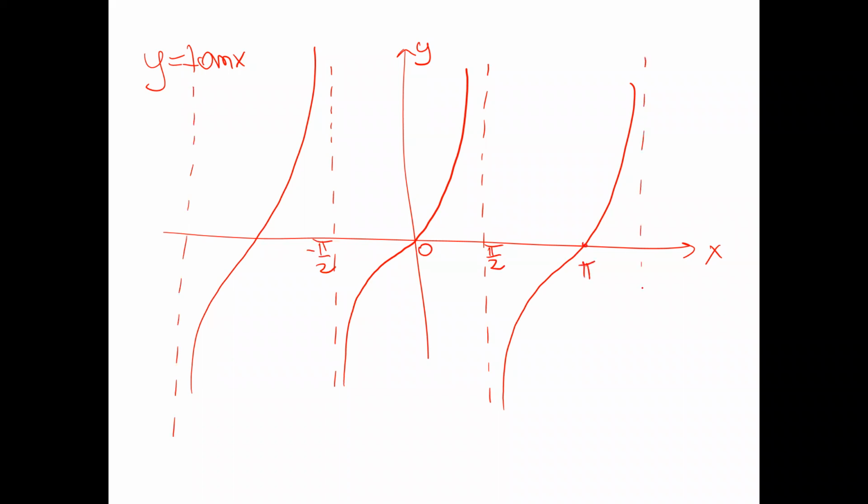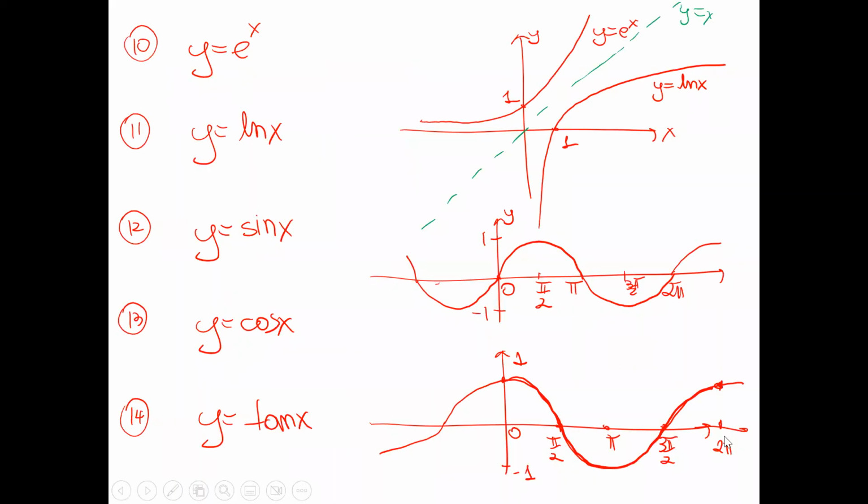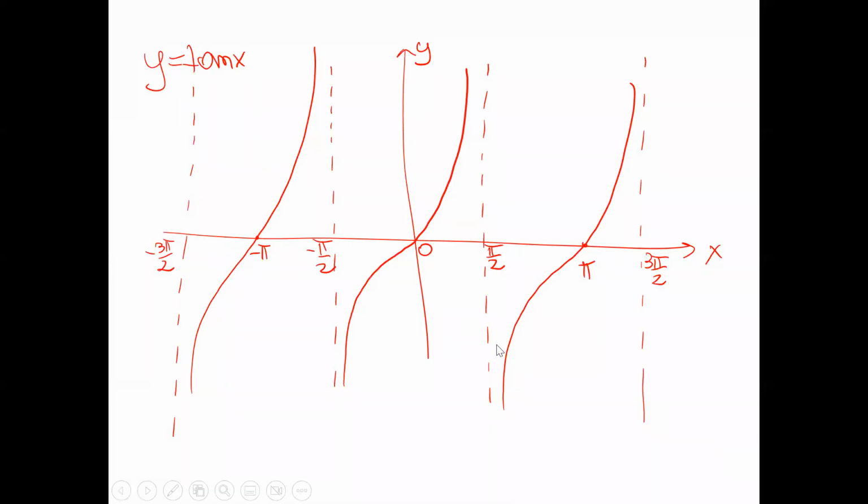Pi. Okay. 3 pi over 2, negative 3 pi over 2, and so on, negative pi. And we can see at pi over 2, 3 pi over 2, cosine is 0, and we cannot divide by 0. Okay, that's it. Please make sure that we know the graphs.